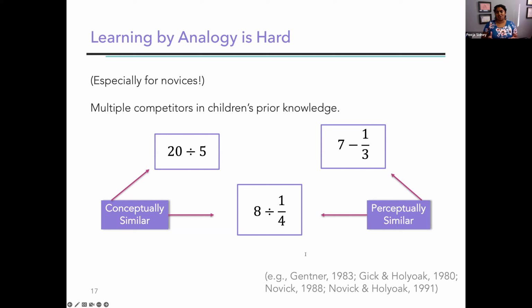And novices are often drawn to these similarities and may be likely to draw on their knowledge of perceptually similar problems rather than necessarily thinking about conceptually similar problems. And certainly in children's fraction learning, we do see that a lot of the errors that they make indicate a kind of transfer from these other fraction problems.